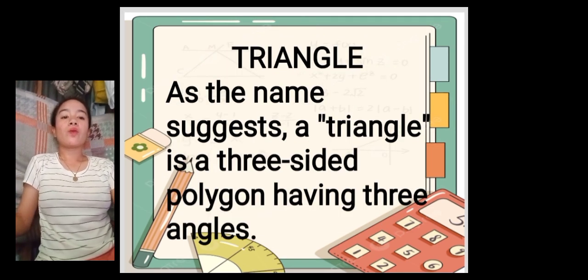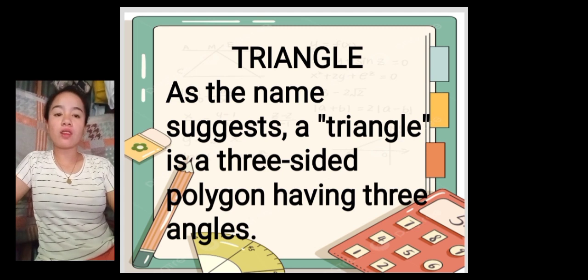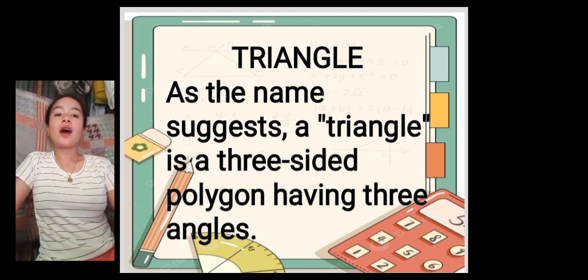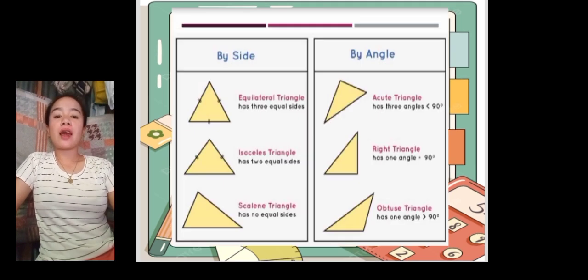Next, we move on to triangle. So what is triangle? As the name suggests, a triangle is a three-sided polygon having three angles. So here, we have the sides of a triangle. So first is equilateral triangle, which has three equal sides. Isosceles triangle has two equal sides. Scalene triangle has no equal sides.